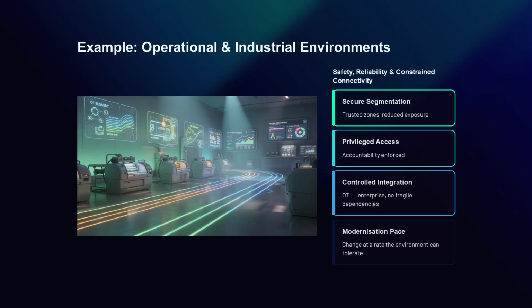Building on the digital platform example, consider an operational environment where safety, reliability, and constrained connectivity are central. You define secure segmentation and boundary controls to manage trusted zones and reduce exposure. You establish identity and access controls that protect privileged actions and enforce accountability. You define monitoring and logging expectations that support incident response while respecting operational constraints.